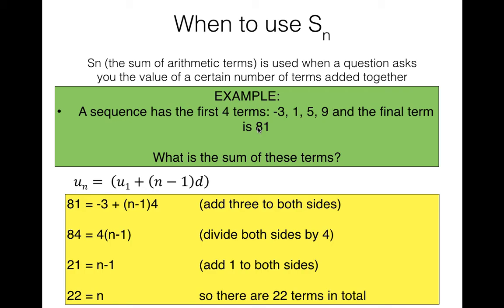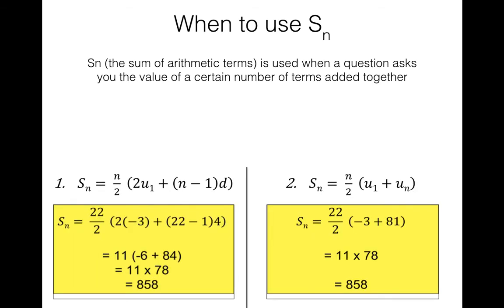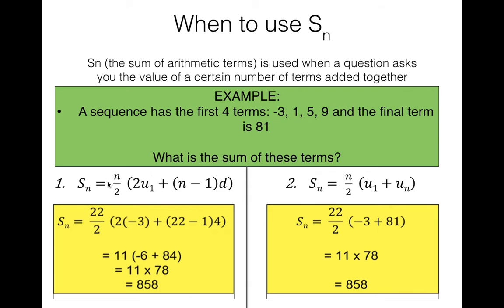And I'm going to substitute that in to one of my equations. Now in this case I can actually use either of them because I know what d is and I know what un is. So here I've written out the equations and I've substituted that information in and I've come out with 858 using both equations. That's just a really nice way of being able to check that you've got the answer correct, is if both equations come out with the same value.